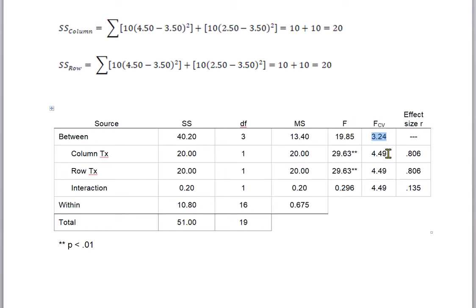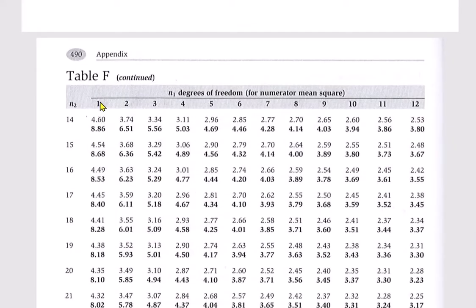Now I've got a different critical value here, and the reason why is because we have a single degree of freedom in the numerator for the columns, for the rows, and for the interaction, whereas the denominator degrees of freedom stays stable at 16. So we need to find that combination that is represented by 1 in the numerator and 16 in the denominator. I go back to my F critical table, and now I cross-index using 1 in the numerator right here, and cross-index that with 16, and it tells me 4.49 is the critical value for the 0.05 level.